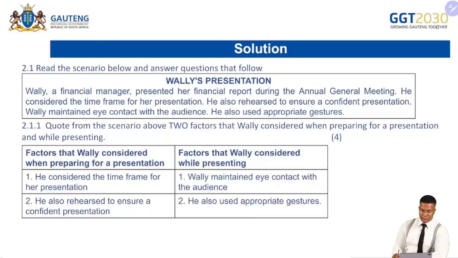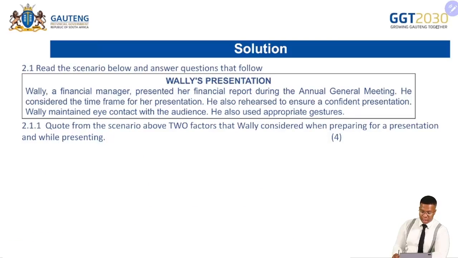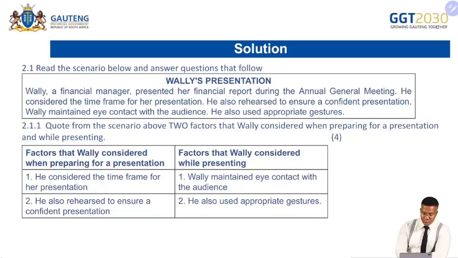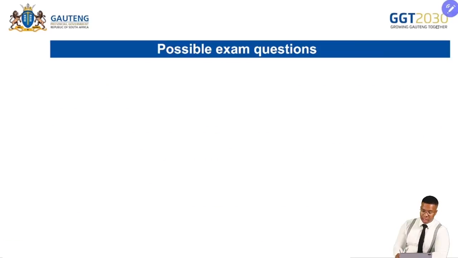Now, you were supposed to quote them. That is very, very simple. You just quote the questions, or you quote factors to be considered when preparing and factors to be considered while presenting. So factors to be considered when preparing, he considered the time frame for a presentation, he also rehearsed, and then factors while presenting, maintained eye contact, and then he also used appropriate gestures, and that's how you get your marks there.